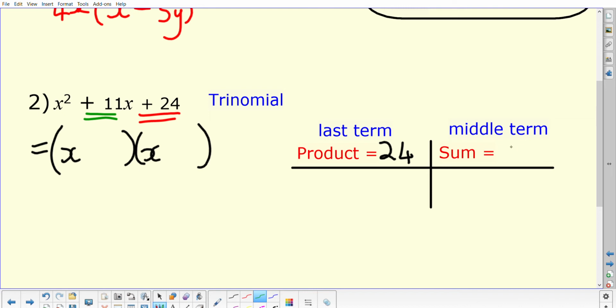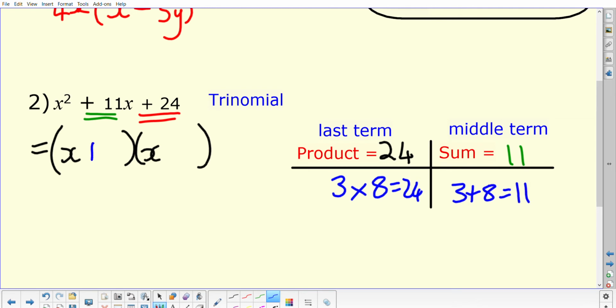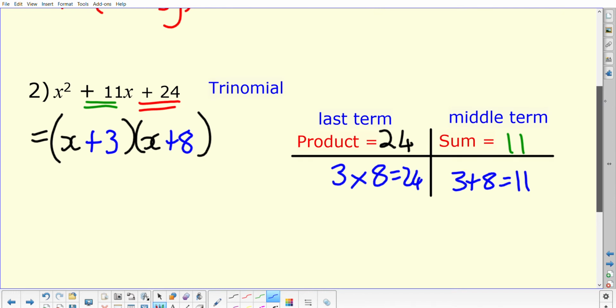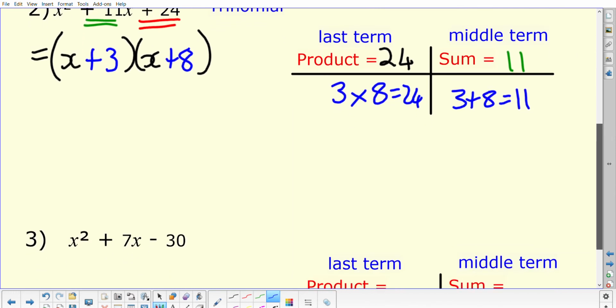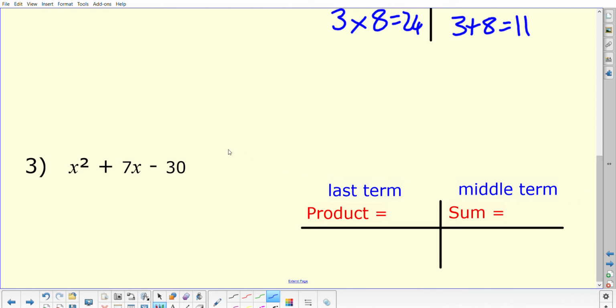So in this particular instance, I need the sum to be 11. So hopefully you could see that the two numbers that make that work are 3 times 8, they make 24, and when I add 3 and 8, I would get 11. So that tells me what needs to go inside my bracket is x plus 3 and x plus 8. So that's your trinomial. And doing that little table will help you if you've forgotten it.